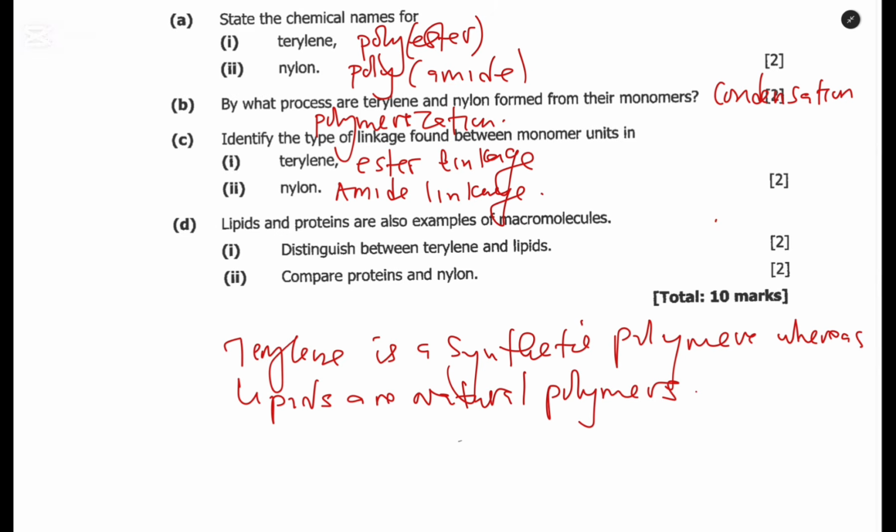So terylene is used in textiles, whereas lipids play a crucial role in biological processes in living organisms, such as energy storage, and also they make the structure of the cell membrane. So let me just repeat that. Terylene is used in textiles, whereas lipids play a crucial role in biological processes such as energy storage, and also form the structure of the cell membrane. So that is another difference that you can give.